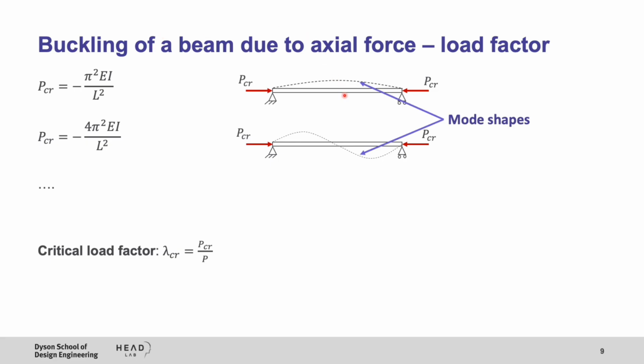The shapes that the beams will have at buckling, these are called mode shapes. And we have another definition here, which is the critical load factor defined here. It is defined as the ratio between the critical load and the applied load.